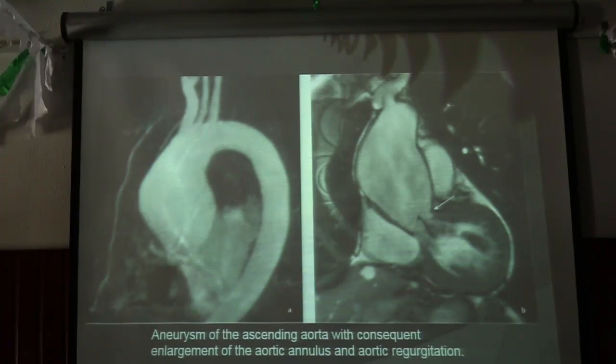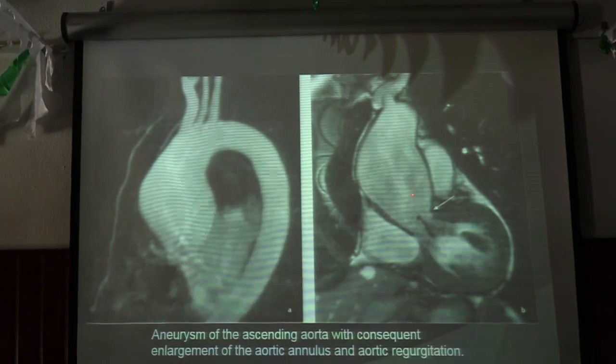MRI plays a major role in cases of thoracic aortic disease. This is a case of aneurysm of the ascending aorta, and there is consequent enlargement of the aortic annulus and aortic regurgitation.